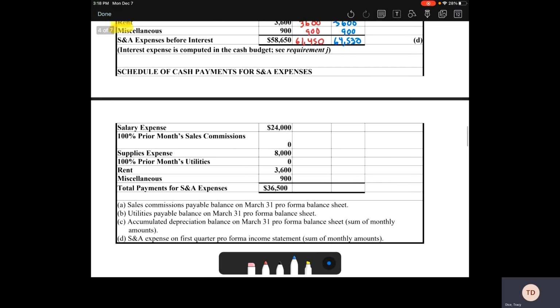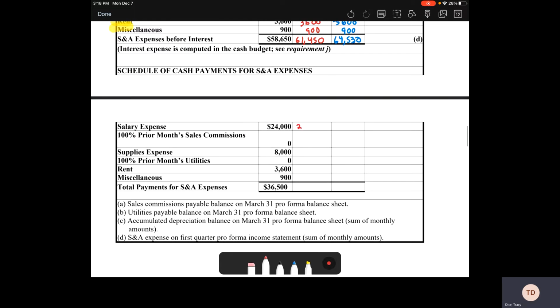When we actually fill out the schedule of cash payments, again, that salary expense is not going to change. We have to pay that.